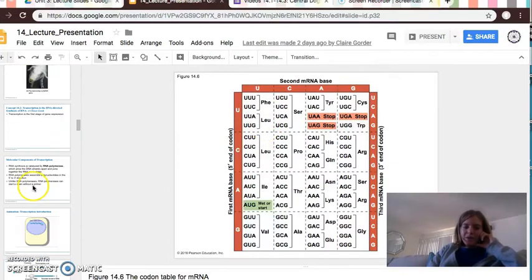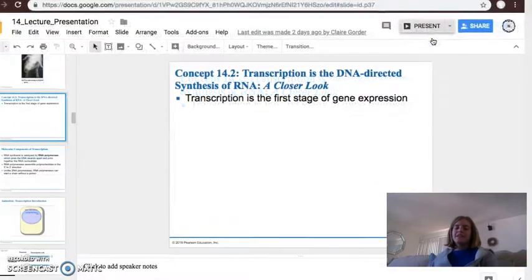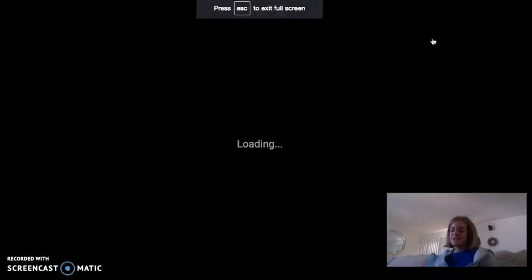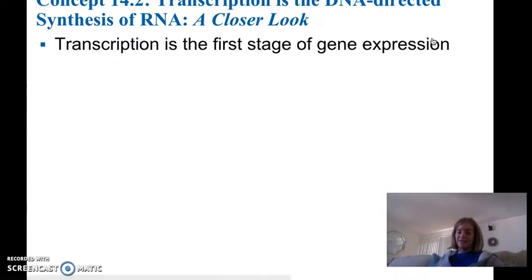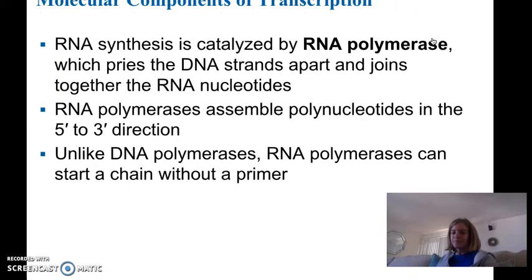Okay, now we are back and we're going to start with section 14.2, and this is actually going to explain to you how transcription happens. So as you recall, as part of the central dogma, we start with DNA and then we move to RNA, and transcription is that first stage that gets us from the gene starting to get to the protein, but we don't get to the protein by the end of transcription.